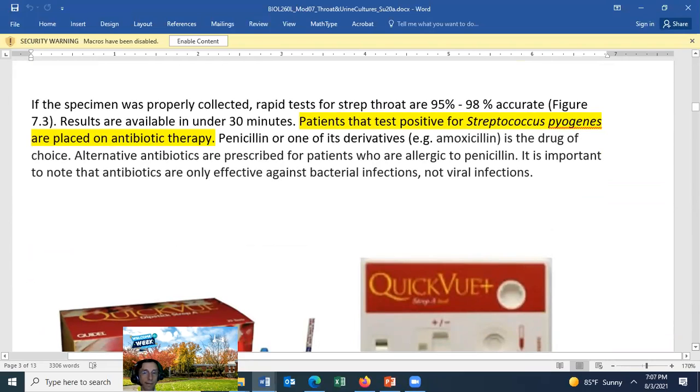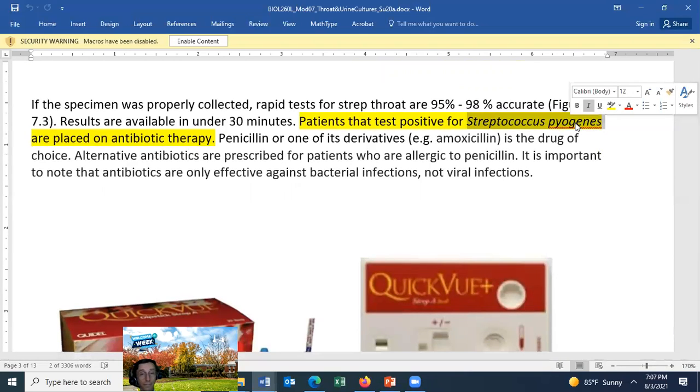Patients that test positive in a blood agar plate, you want to determine whether they're positive for Streptococcus pyogenes, because if they are, you want to put them on antibiotic therapy. Streptococcus pyogenes is difficult for the body to throw off, and that's why oftentimes when people get strep throat, they can't throw it off. It's because the bacteria have a capsule, and we'll talk a little bit more about that.